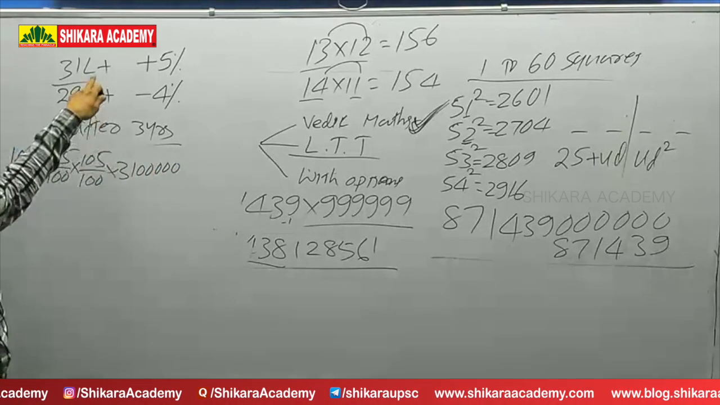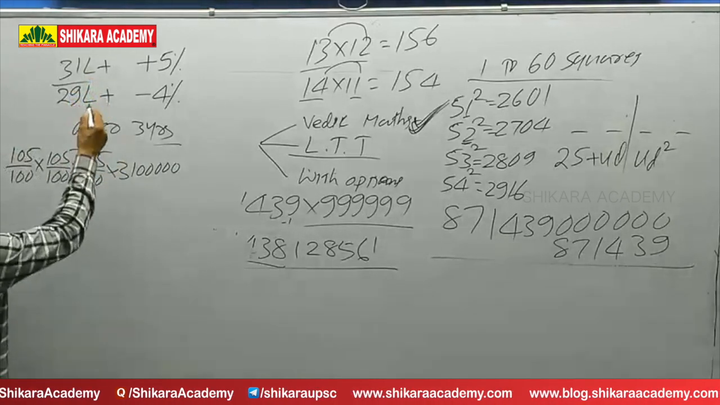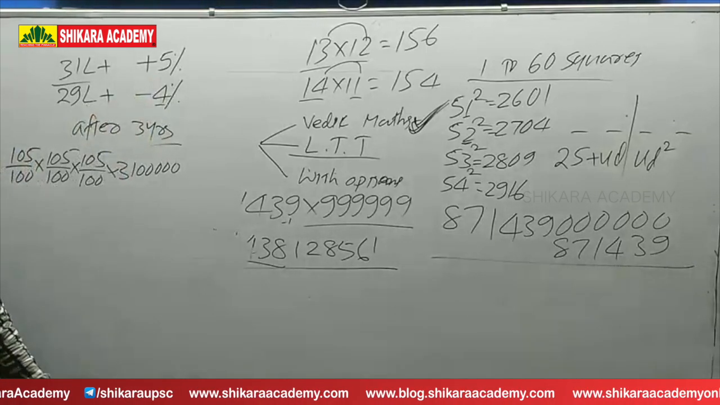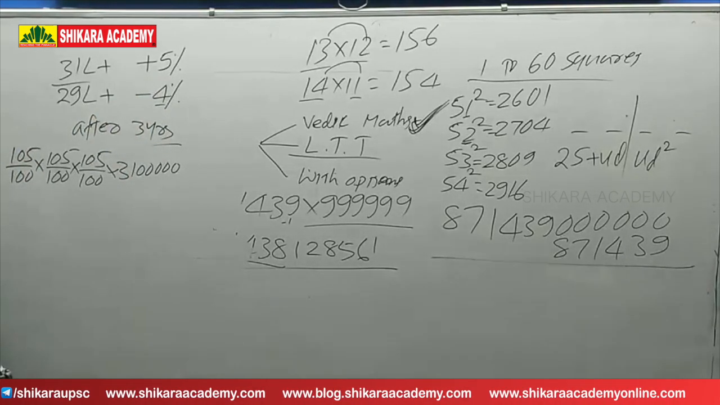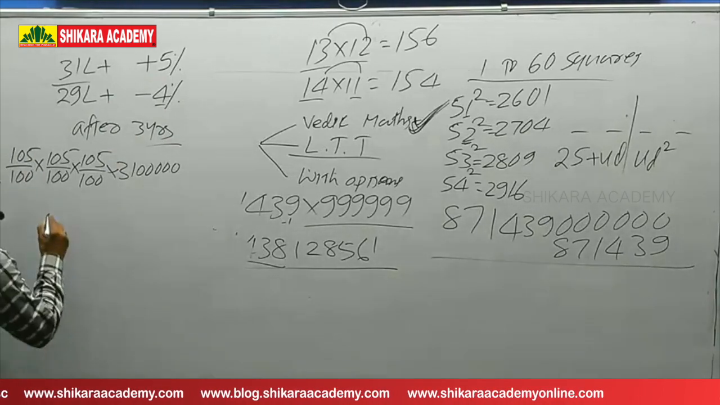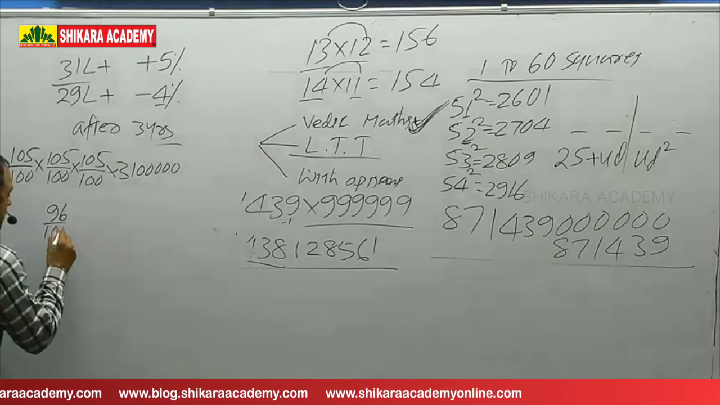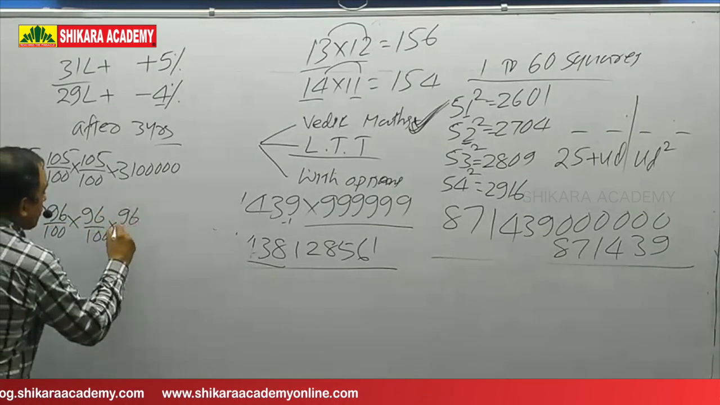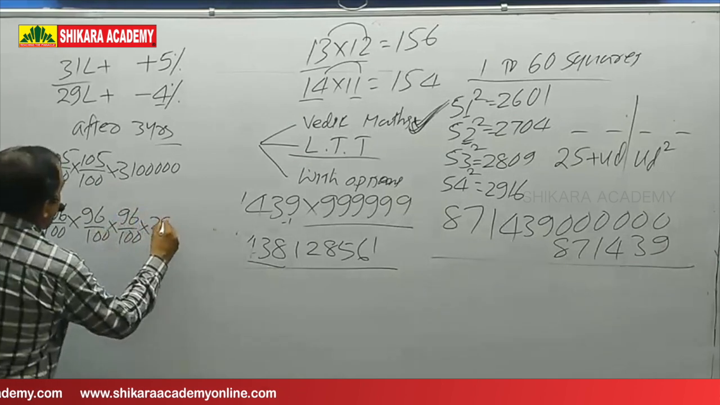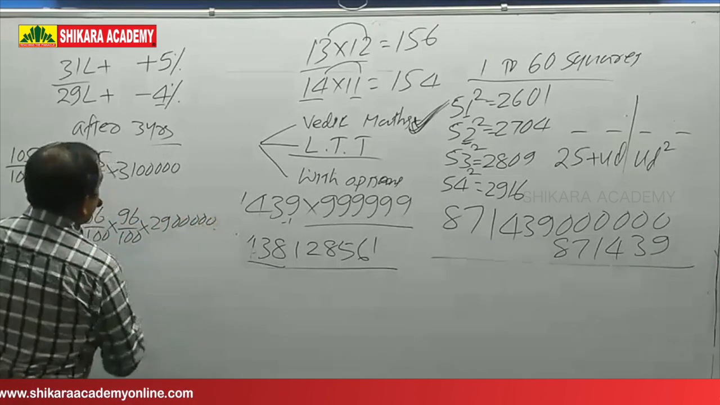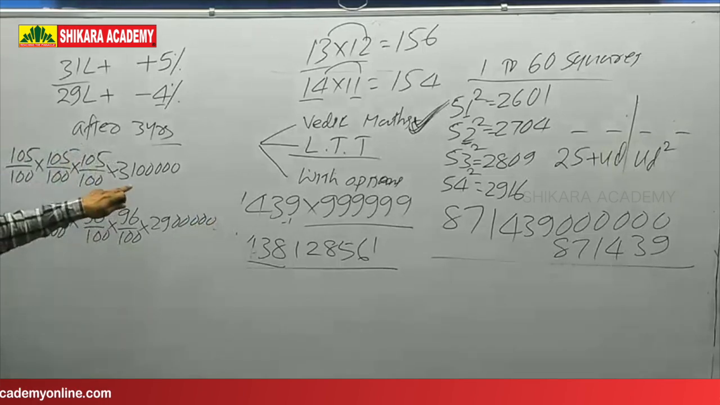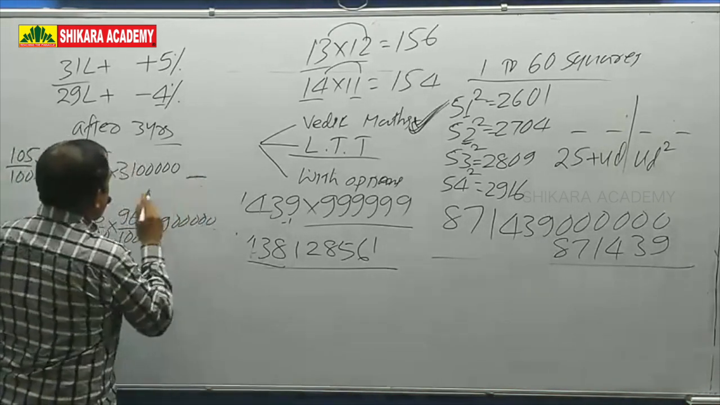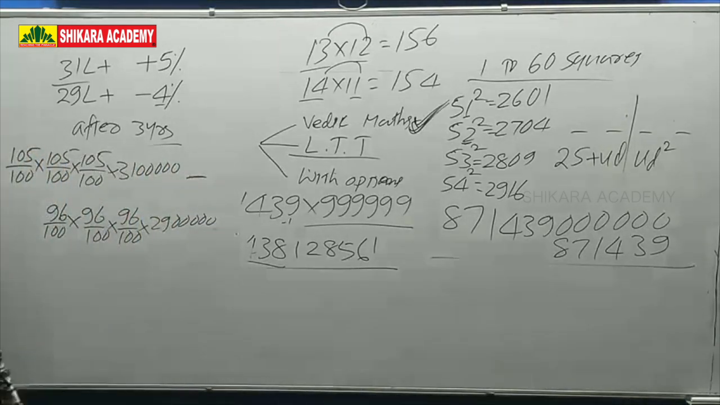It is the first house value. The second house value is decreased by 4%. So after 1 year, today let it be 100%, after 1 year it is 96, 100 minus 4, 96. So after 3 years, 96 by 100 into 96 by 100 into 96 by 100 into its value, which is 29 lakh. After 3 years, this is the first house value, and this is the second house value. Now find the difference.